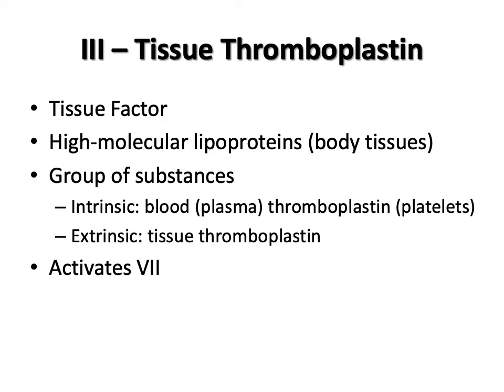The third clotting factor is factor III, tissue thromboplastin, or simply tissue factor. Factor III consists of a group of substances that are high molecular weight lipoproteins derived from body tissues. Technically, there are two types of thromboplastin. Thromboplastin from platelets is called plasma thromboplastin, or platelet factor III, as opposed to tissue thromboplastin released by damaged endothelial cells that line the vascular system.